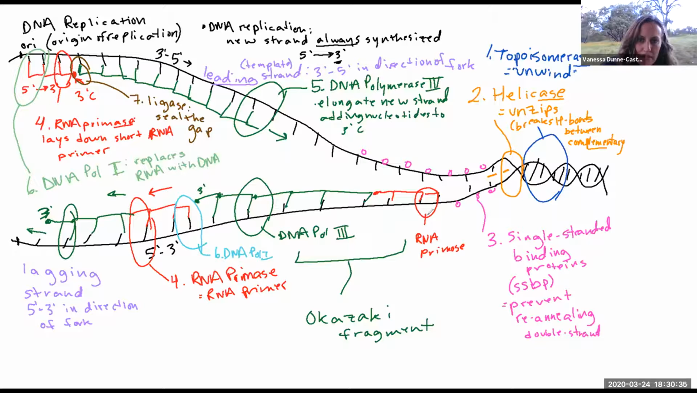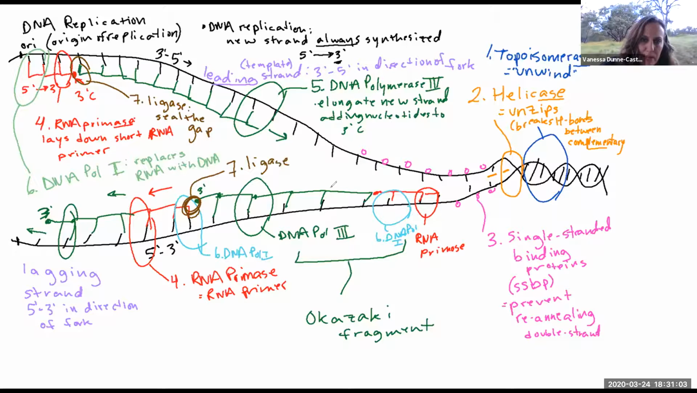Same thing here. Step 6, we have DNA polymerase pol 1, comes and replaces that RNA with DNA. And then we have our last step, which is that ligase, right? Here, I told you there is a gap here. So here is our last step, number 7, DNA ligase.